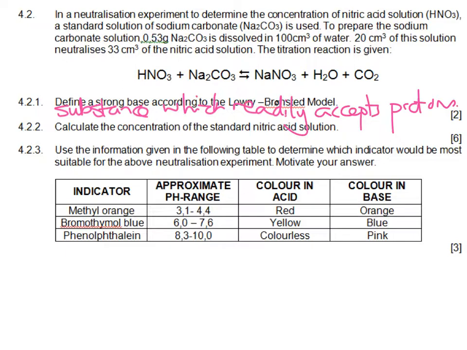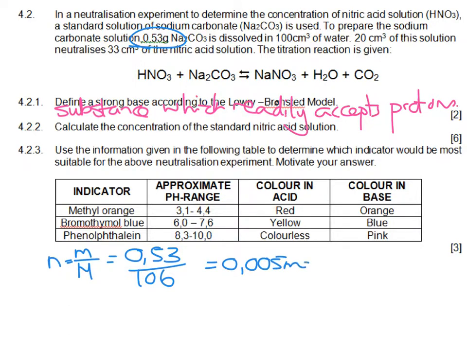Calculate the concentration of the standard nitric acid solution. So the first thing is number of moles is equal to mass over molar mass. So it's 0,53 divided by 106. That is equal to 0,005 moles. And then my concentration is equal to number of moles divided by volume. People are getting this wrong when it's on the information sheet. Really not acceptable at this point. You've got to get at least the formula right.